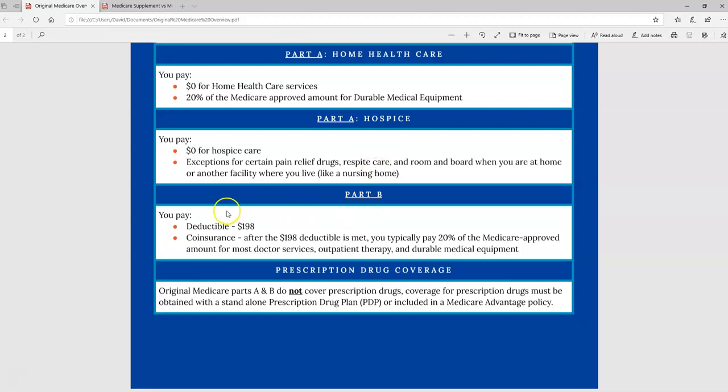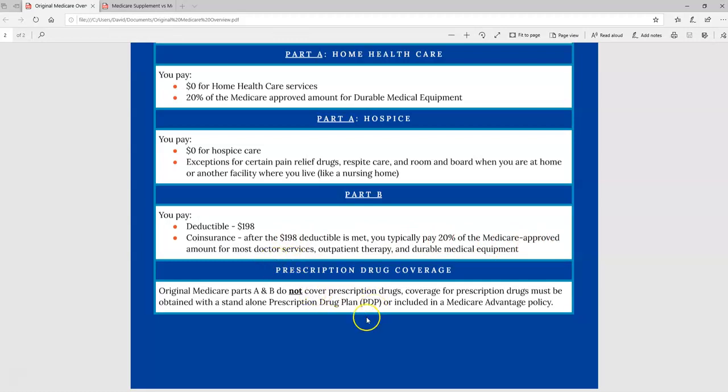Part B, your deductible. Like in Part A, there is a deductible that has to be paid before the insurance kicks in. That deductible for 2020 is $198. After that deductible is met, your coinsurance is typically 20% of the Medicare approved amount for most doctor services, outpatient therapy, durable medical equipment, etc.